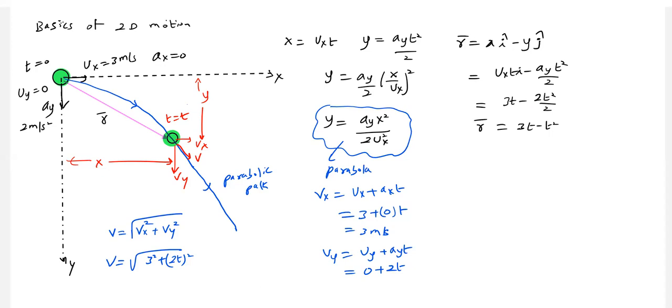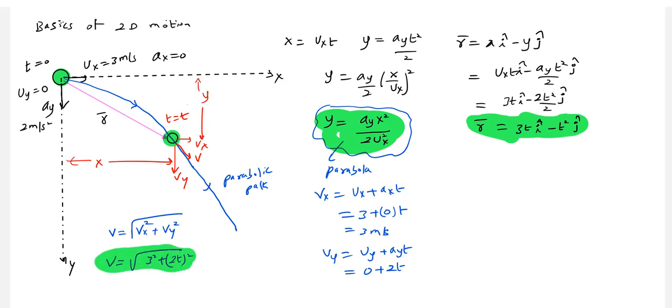This is i cap and j cap. Like this we can write this in the vector form: 3t i cap plus t square j cap. This is the position vector. This is a parabolic path. This will be the speed of the projectile at any time t. So all the quantities we are able to predict using this. So this will give the position vector.